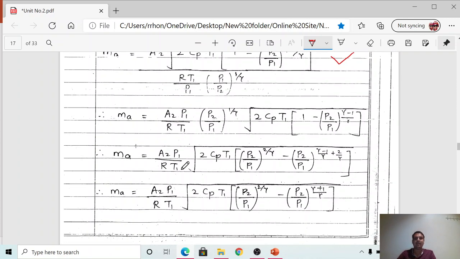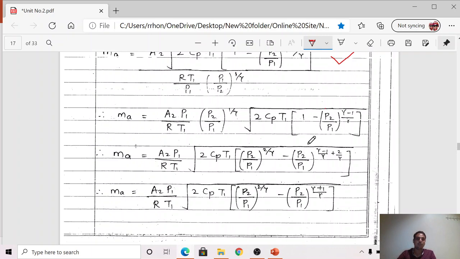Again, after the next equation, further simplification is possible. A2 P1 by RT1 as it is. So multiply this P2 by P1 raised to 1 by gamma term to this under root term. So we can take this P2 by P1 raised to 1 by gamma term into the under root. Once it comes into the under root, then 1 by gamma changes to 2 by gamma. This is outside of the under root. When it comes in the under root, that time 1 by gamma changes to 2 by gamma. 2 CPT1 as it is, 2 P2 by P1, 1 by gamma multiplied to this one. So it becomes P2 by P1 raised to 2 by gamma. And similarly, P2 by P1 raised to 1 by gamma multiplied to this particular term, then the term becomes P2 by P1, because here is also P2 by P1.